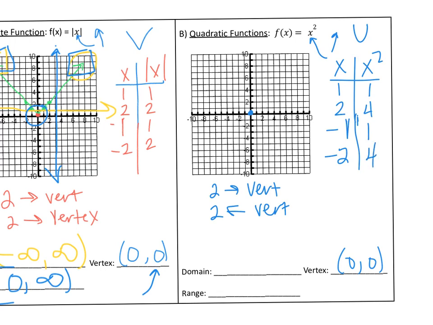Okay, so if we go through and we graph our parabola, we're going to go over 1 and up 1. We're going to go over 2 and up 4. So this is that part of the parabola. We're going to go back 1 and up 1. Back 2 and up 4. So the other part of our parabola is over here. Okay? So we have a U.